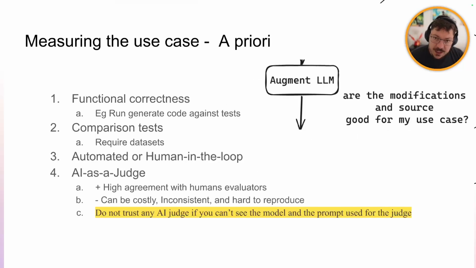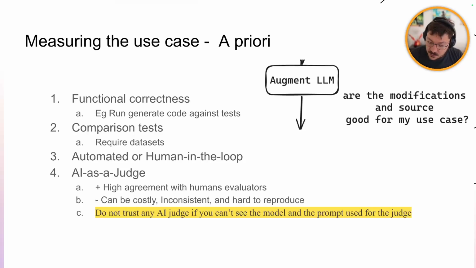The next step on the chain, going backwards, is augmenting the LLM. How do we measure if the modifications that we did to the LLM are good for the use case? The final one measures the outcome, but this one is before we put this in production. How do we measure if the changes that we're making, like the guidance that we're adding to the LLM, are actually doing their job? So the author puts forward a few techniques which are quite interesting.